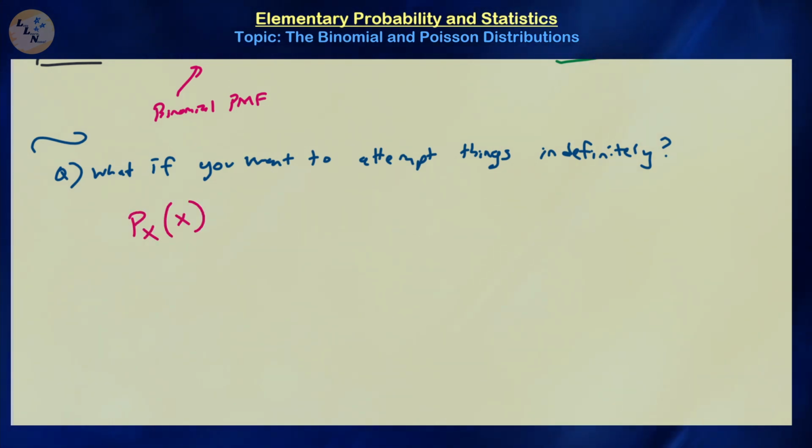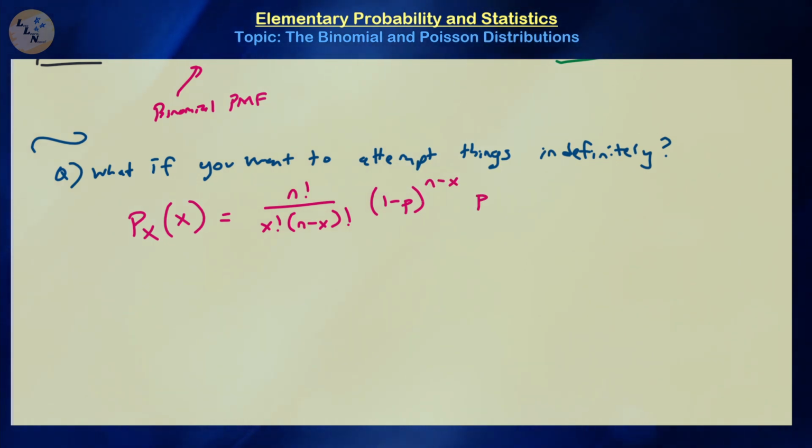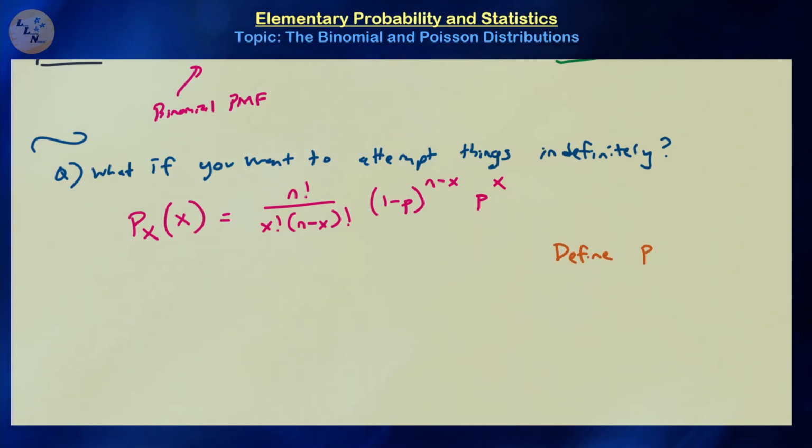So let's look at that. We have our combination in front, and then we have 1 minus p to the n minus x times p to the x. So what we're going to do is define a new variable, and it will be clear later why we want to do this. We're going to define p to be equal to lambda over n.